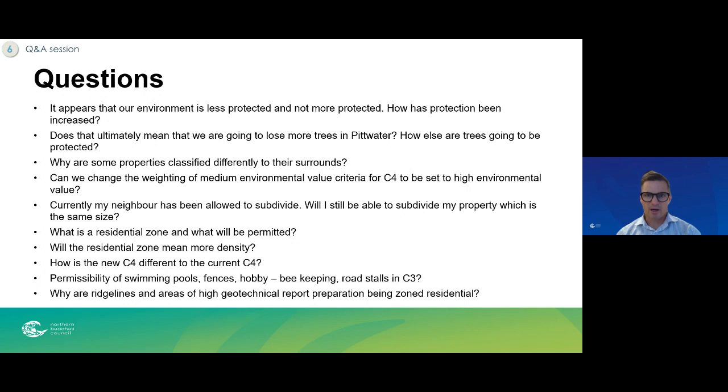Why are ridgelines in areas of high geotechnical report preparation being zoned residential? So we've looked at the ridgelines and applied a medium environmental value to those in our methodology. Again, happy to hear feedback in relation to that. In relation to the geotechnical areas, again, there are geotechnical planning classes that were identified with a medium environmental value, and that is outlined in the website and how that's used. Happy to talk you through that following tonight's meeting.